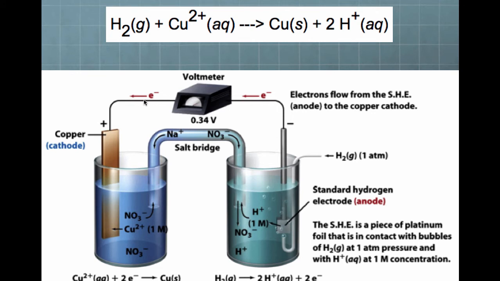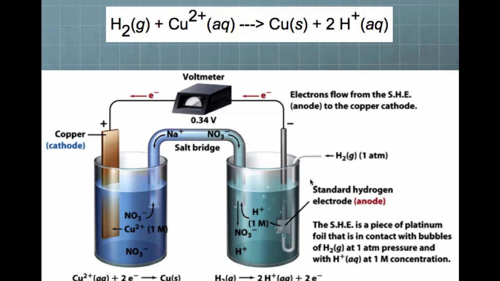Electrons can flow through the wire. Again, the hydrogen is losing electrons, and so that's why electrons are leaving it, and copper ions are gaining electrons, as happened in the last reaction. And similarly, we have our sodium moving in to help balance charge, and our nitrate moving in through our salt bridge to the right to help balance charge.